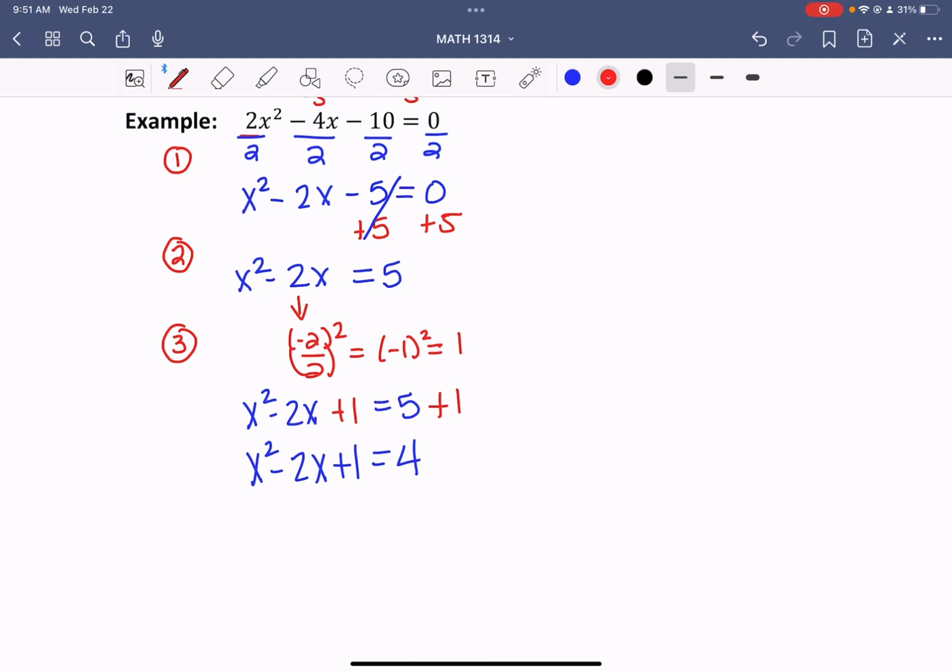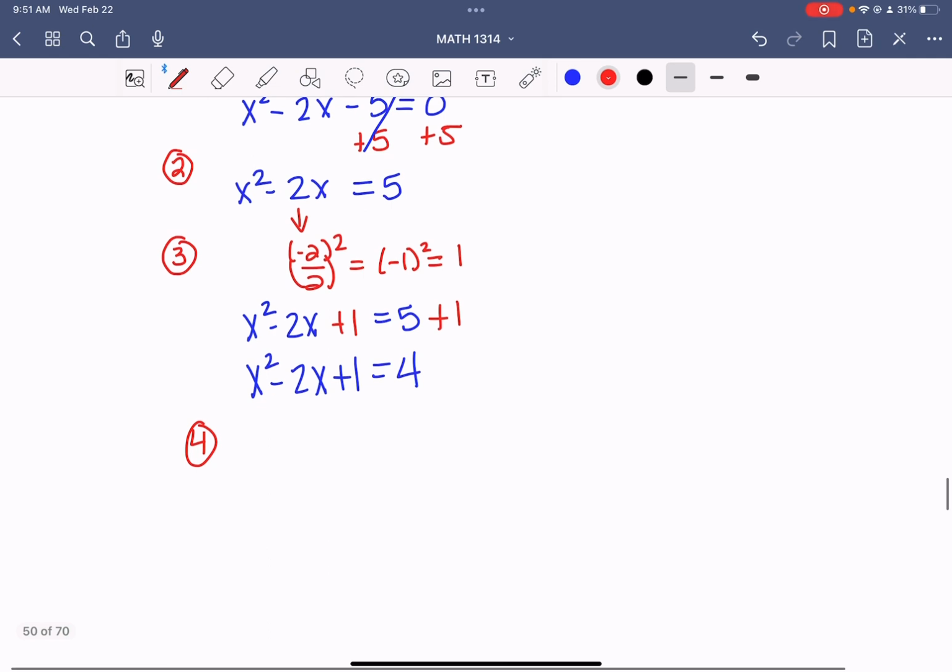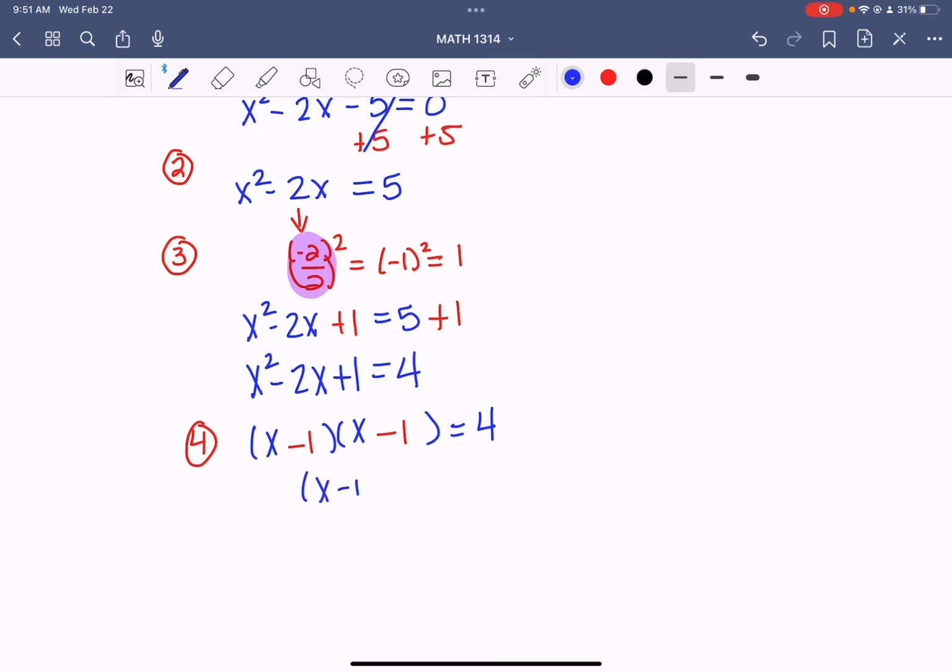Step number 4, rewrite as a perfect square. And we saw in that previous example, when we go to do the rewrite, that is going to be our 2 parentheses with x and x. And then it's going to be this term right here, this −2 over 2 each time, or that b over 2. And so that means I would have minus 1 in both of those spots equal to 4. So that would give me (x − 1)² = 4.